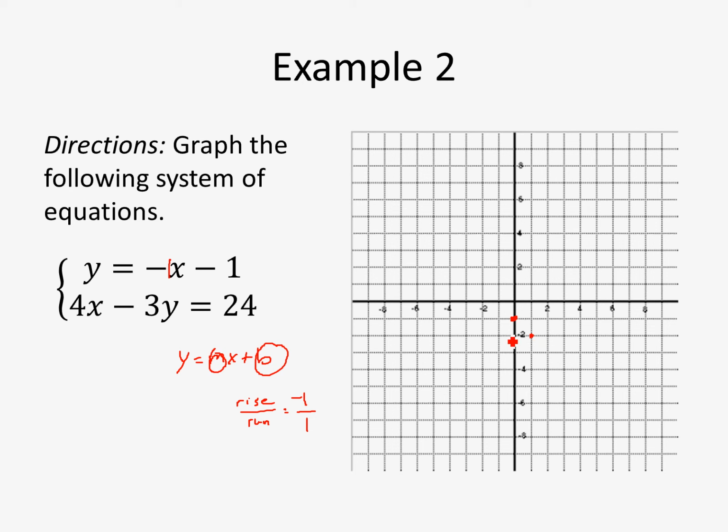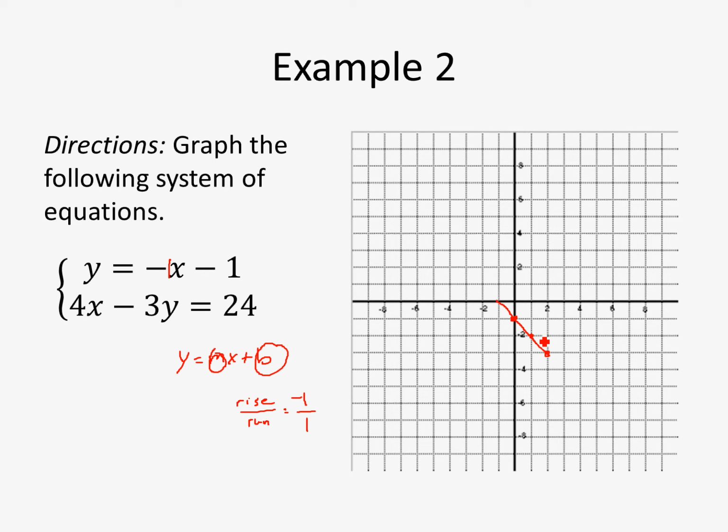If I'm supposed to rise a negative value, then that means down. Rising a positive value means actually rising, so rising up. So from here I'm going to rise negative 1, which means I'm going to fall 1, and I'm going to run 1. Okay, and so from any point on the line you can always do that and get as many points as you want.